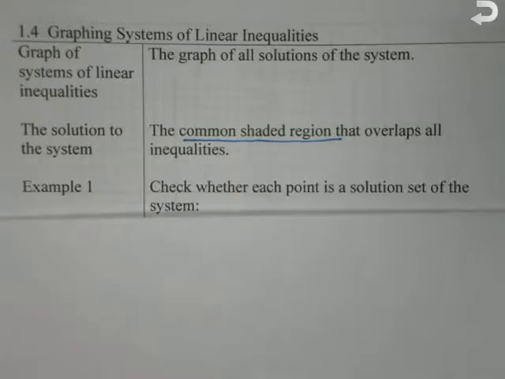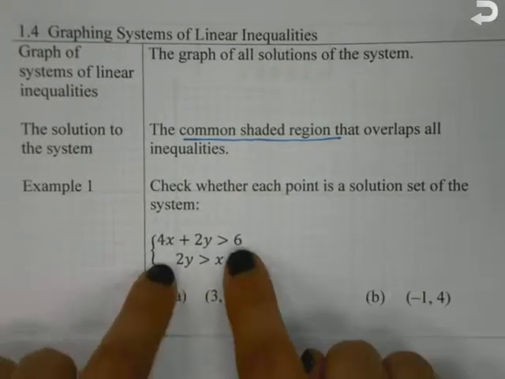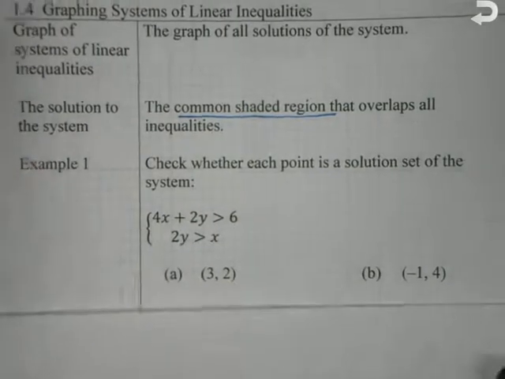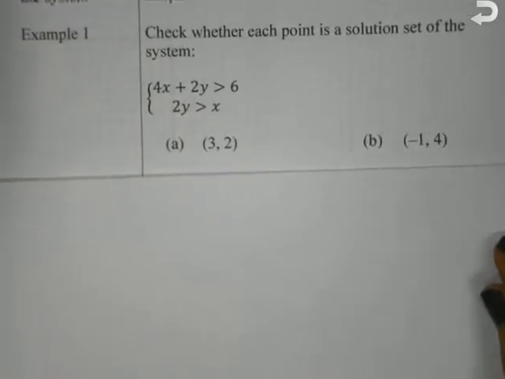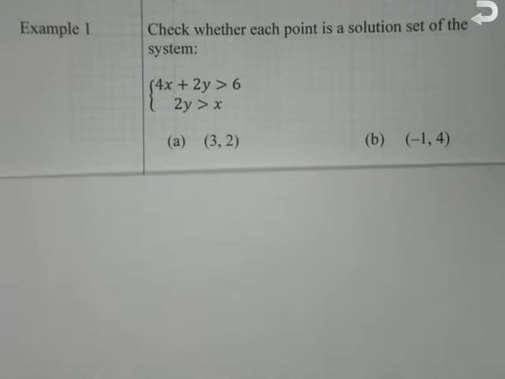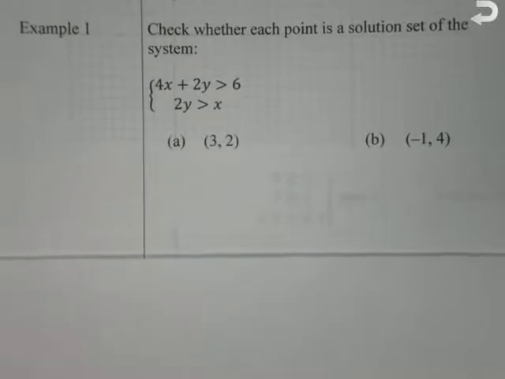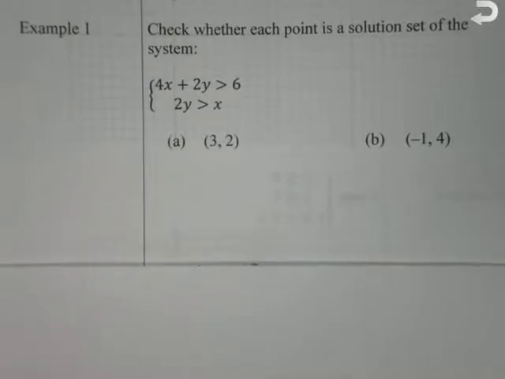Alright, so let's look at example 1. This is what a system looks like. We have two equations on top of each other. Example 1, all we want to do is check whether each point is a solution set of the system. So we have 2 points that we're going to check here. And we want to check to see that it is a solution. So how do I check that a point is a solution?